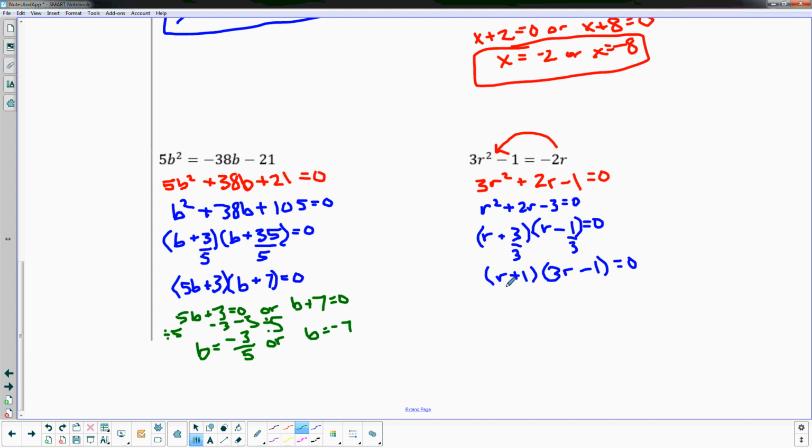On this one over here, r plus 1 equals 0 just means that r equals -1. Or if this part equals 0, I add 1 to both sides, then divide by 3. So r would be 1/3. And those are my two answers there.